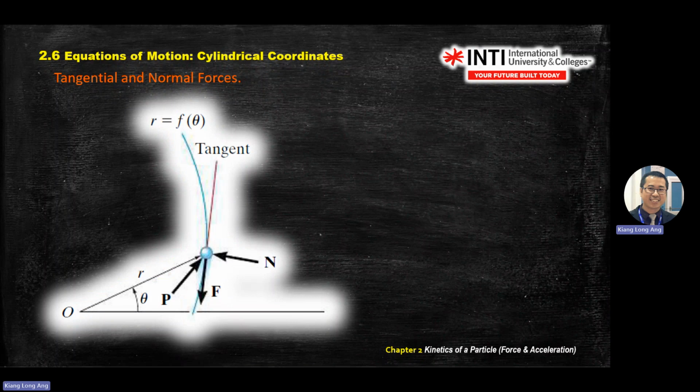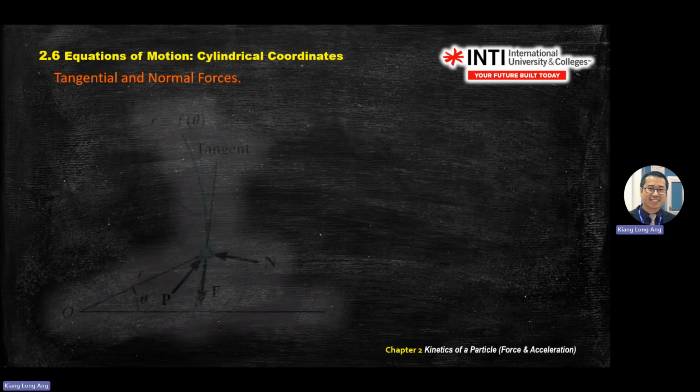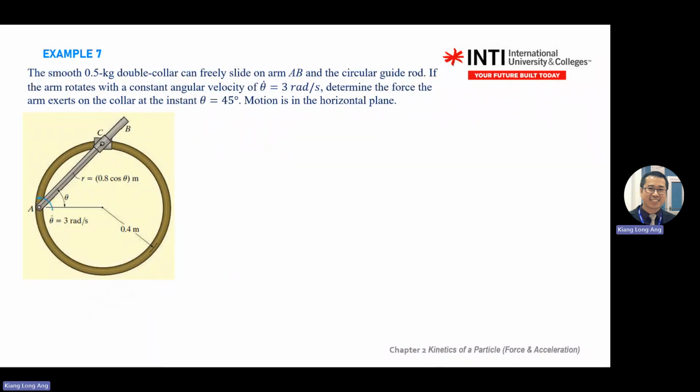So when do you use the equation for cylindrical coordinates? I give you two examples. This one I go very fast. We go to example 7. When you need to use cylindrical, you look at the question and you know already. You are given an angle, you're given theta dot, you're given r and cos. Then you know that this is chapter 2, and you need to use the polar coordinate system.